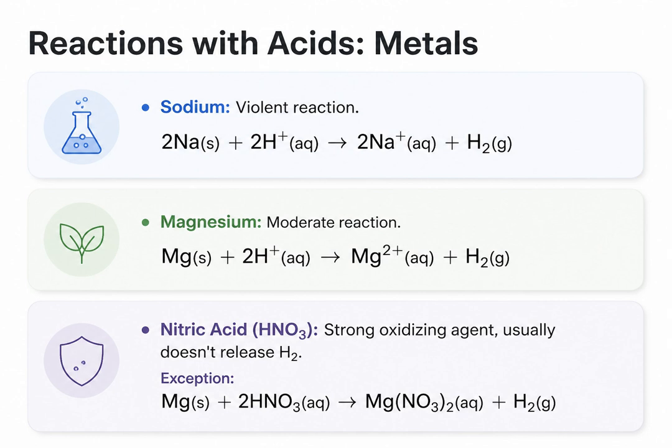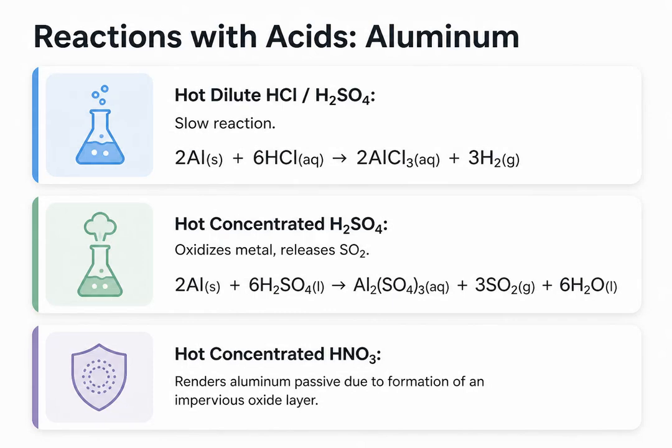Next, let's observe how these elements react with dilute acids. Sodium reacts violently and magnesium moderately to form salts and hydrogen gas. Note that nitric acid usually doesn't liberate hydrogen because it's a strong oxidizing agent. However, magnesium is one of the rare exceptions that will react with very dilute nitric acid to produce a small amount of hydrogen gas. Aluminum reacts slowly with hot dilute hydrochloric or sulfuric acid to form salts and hydrogen.